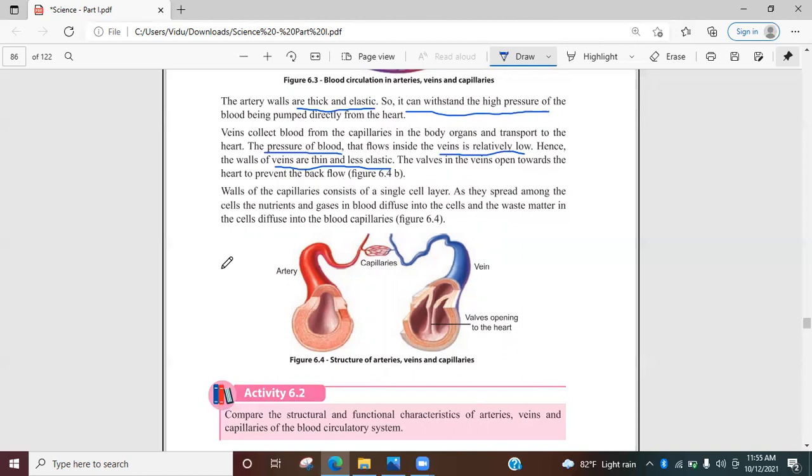Walls of the capillaries consist of a single cell layer. As they spread among the cells, the nutrients and gases in blood diffuse into cells, and the waste matter in the cells diffuses into the blood capillaries. When you compare vein to artery, you can see artery walls are thick and also elastic, while vein walls are thin and less elastic.